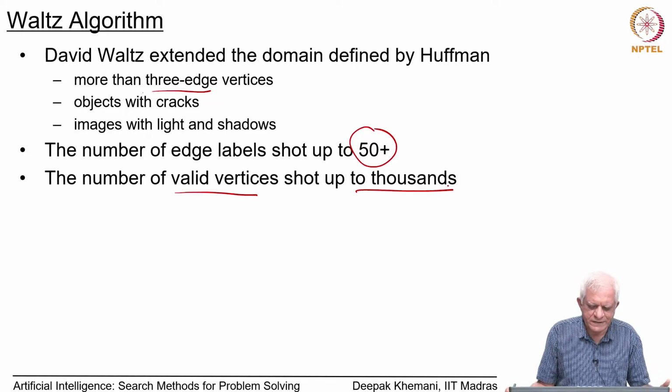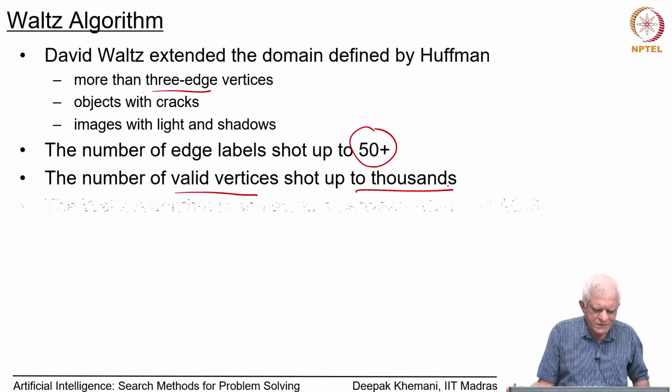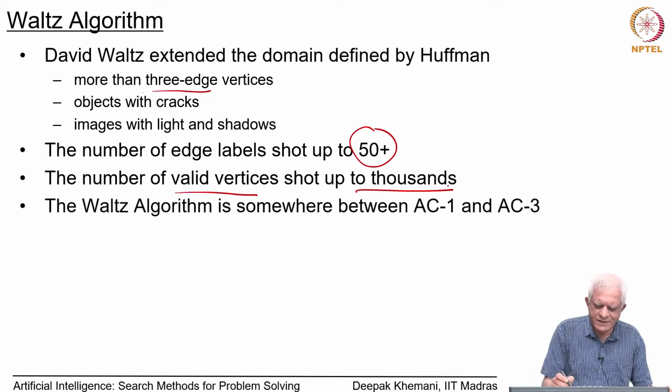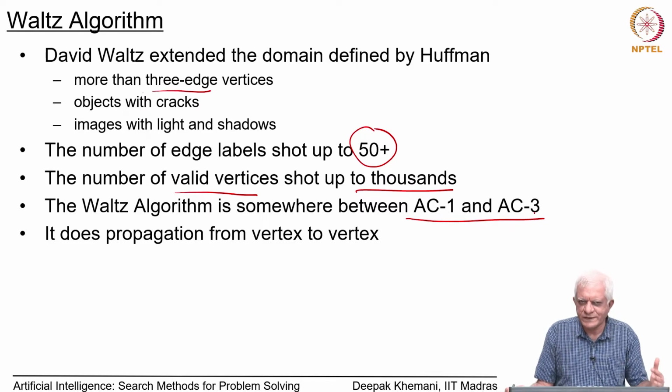It was part of his PhD thesis at MIT, and he wrote an algorithm which is now called the Waltz algorithm, and it turns out that this Waltz algorithm is somewhere between AC1 and AC3. So, you might have been wondering why AC3 came after AC1 and where is AC2. So, some people say that Waltz's algorithm was kind of AC2, but it is so close to AC3 that people did not want to give it a different name.